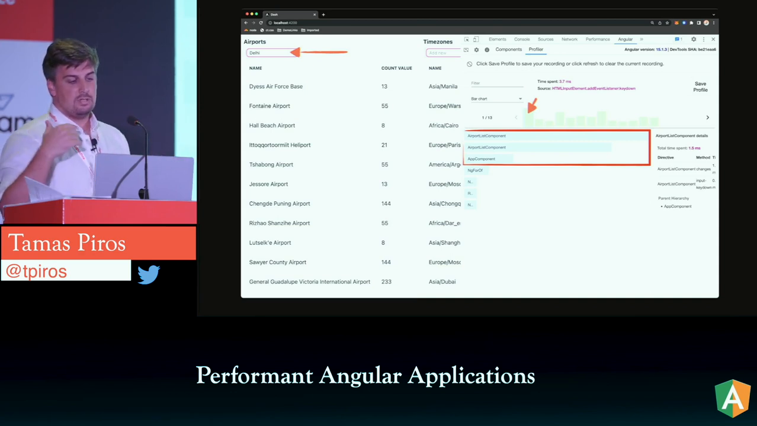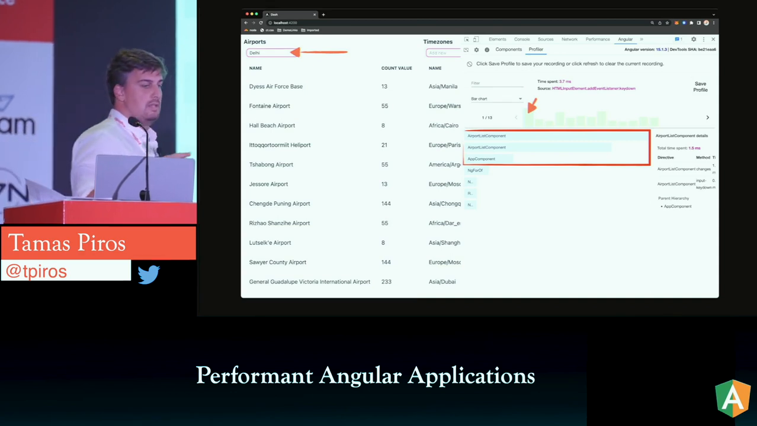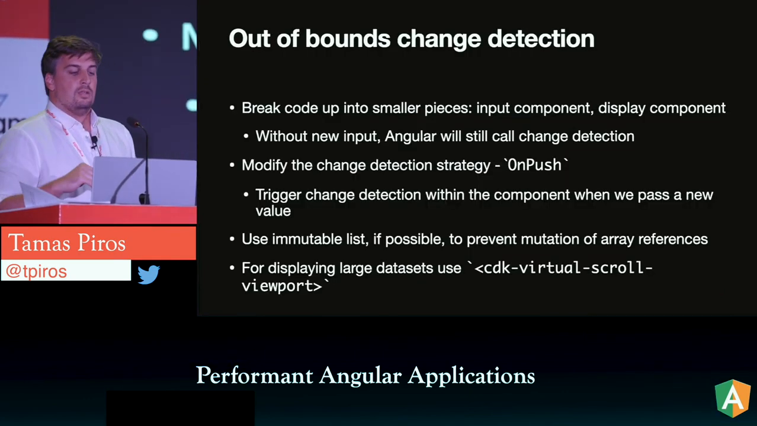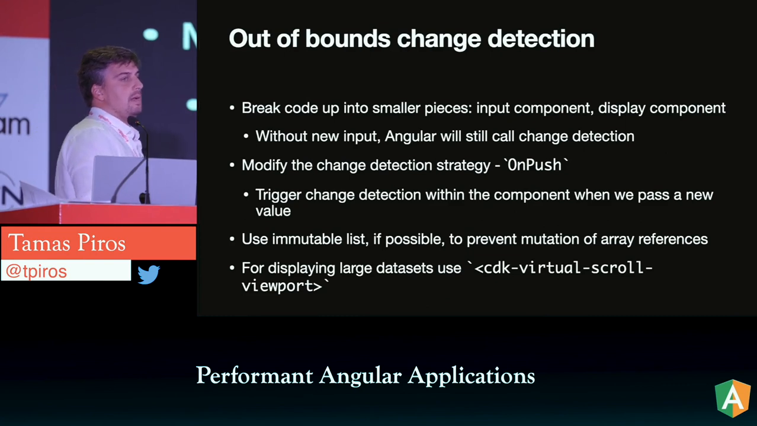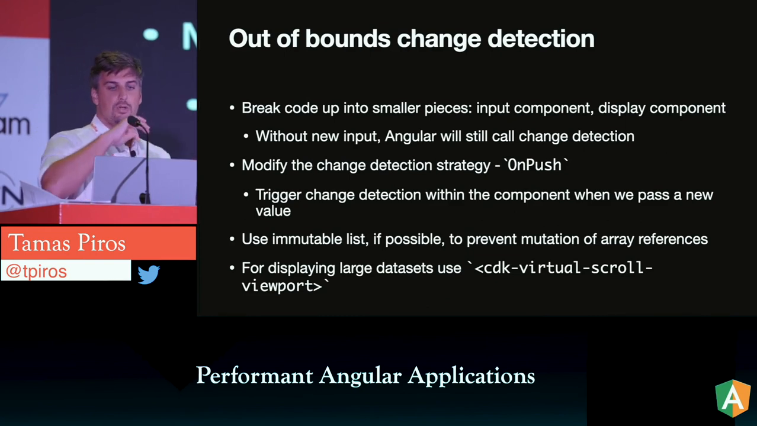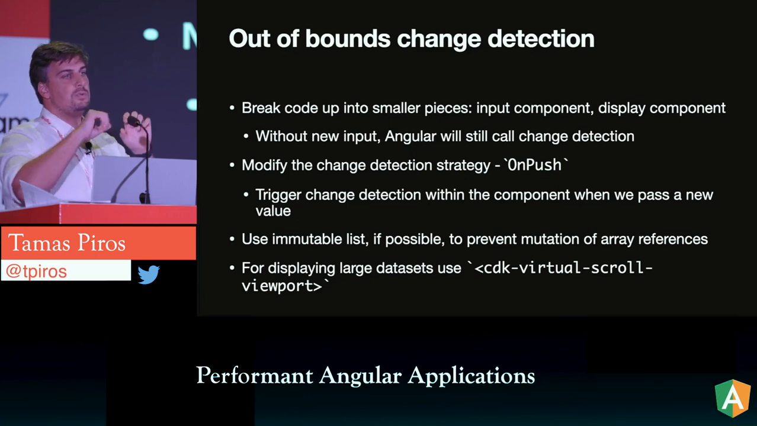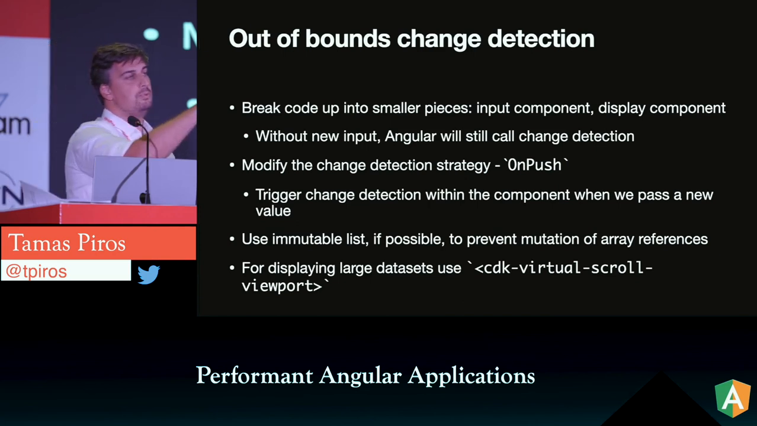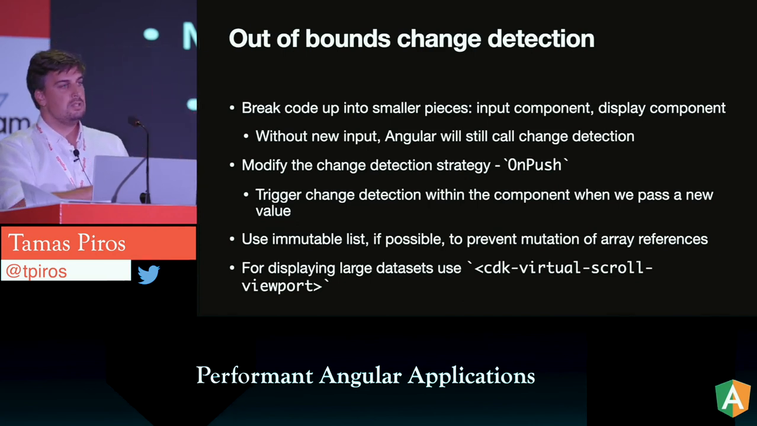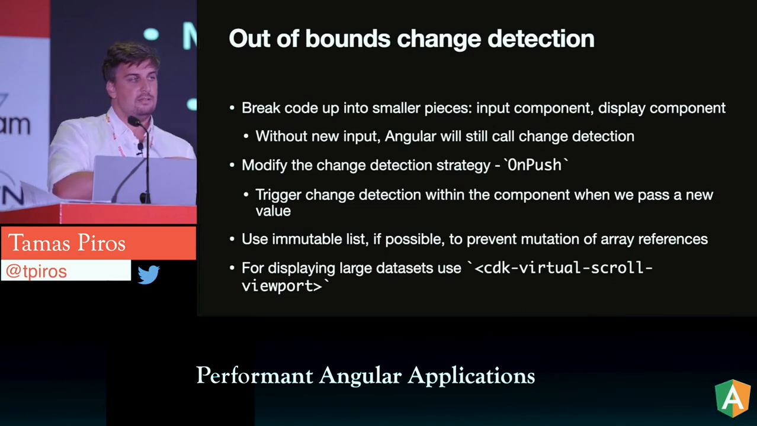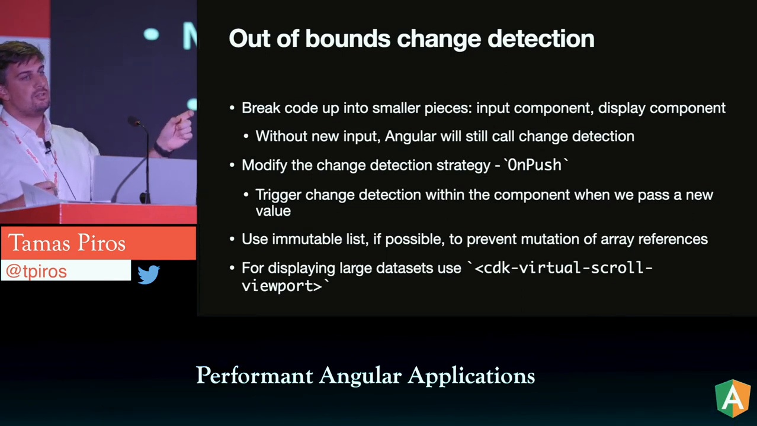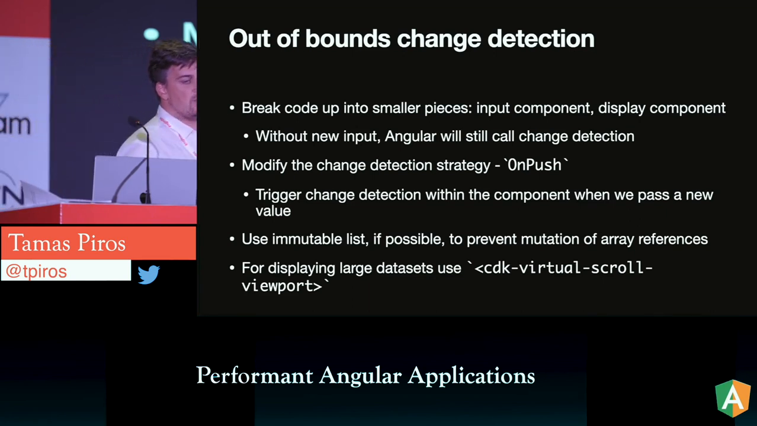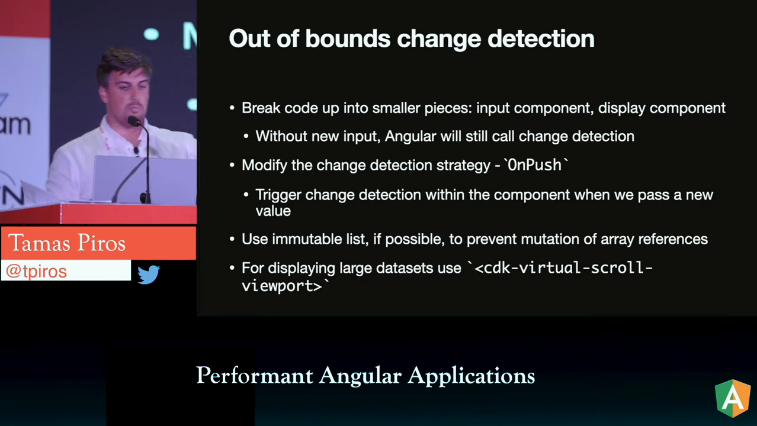So how do you get rid of this problem, and what are the other things that you can do in a situation like this when you're displaying a large set of data? So the very first thing that you can think about is how do you break up that larger component into two separate pieces, okay? As opposed to having one component with an input box and a display list, you could create a separate input component and then a separate component to display your data. Then you can change the change detection strategy to on-push on the input component, which means that it will only trigger the change detection when you pass a new value to that component.